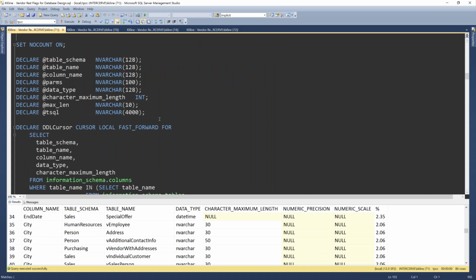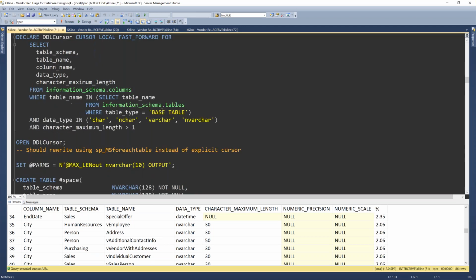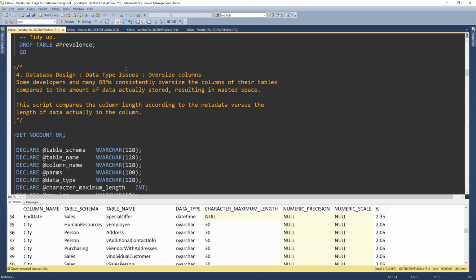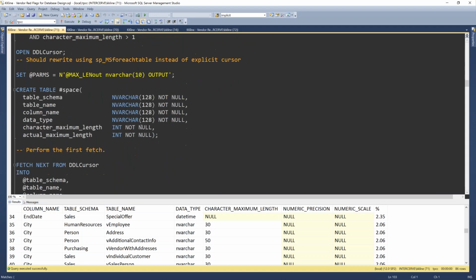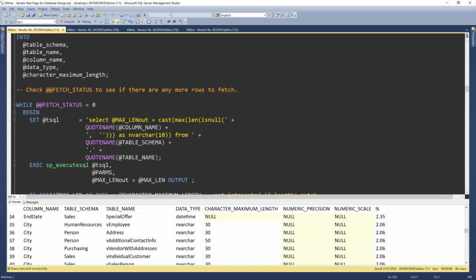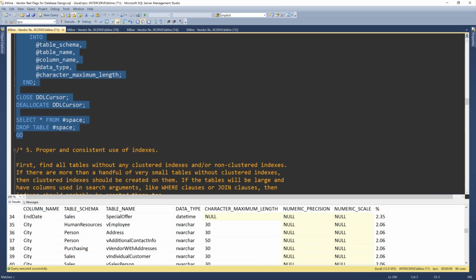Here's another one. Now what I'm going to do is look through all of the different columns and see if they are oversized. You know, how much data is actually stored in these columns. This is really useful if you have a database that's been alive for a while and in use. So I'm going to go ahead and execute this one.